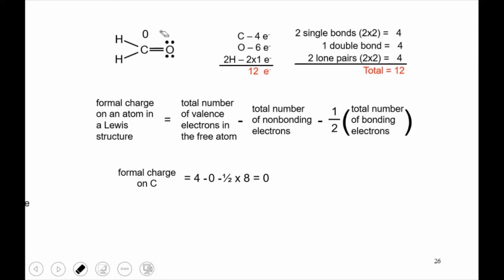Let's look at the oxygen now. Again, valence of oxygen is 6. In this structure, the oxygen has 2 lone pairs, so that's 4 non-bonding electrons we're going to subtract. And then it has a double bond, which means there are 4 bonding electrons, half of which we're going to take to assign to the oxygen. And so we have a formal charge of 0 here.